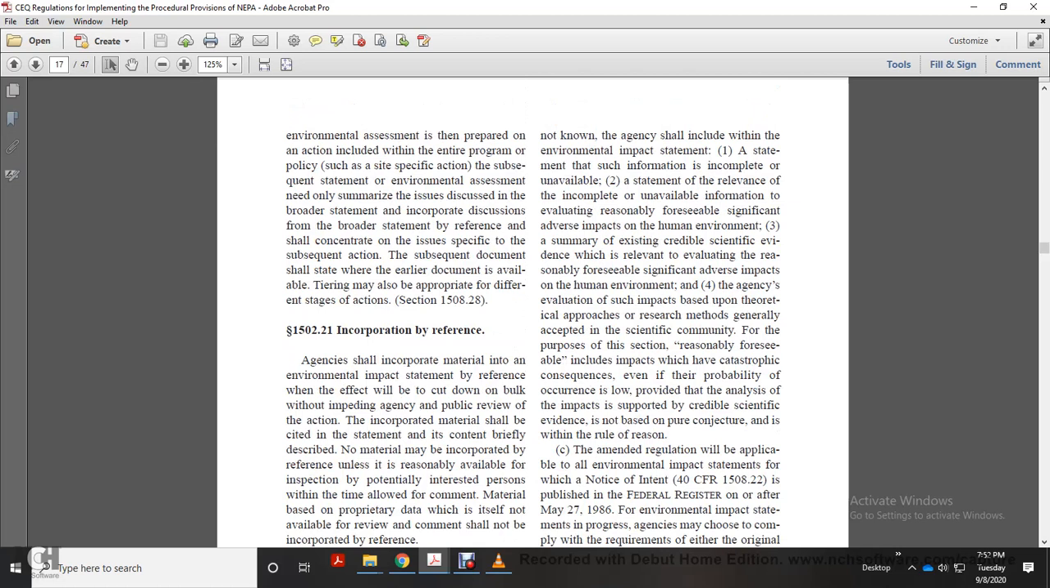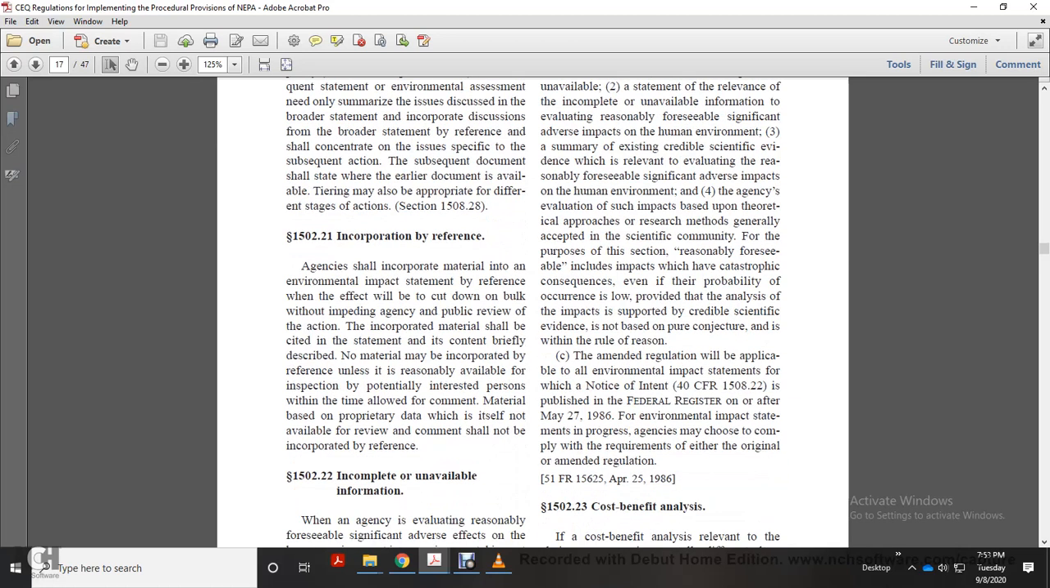The agency shall also include a statement of the relevance of the incomplete or unavailable information to evaluating reasonably foreseeable significant adverse impacts on the human environment, a summary of existing credible scientific evidence which is relevant to evaluating those impacts, and the agency's evaluation of such impacts based upon theoretical approaches or research methods generally accepted in the scientific community. For purposes of this section, reasonably foreseeable includes impacts which have catastrophic consequences, even if their probability of occurrence is low, provided that the analysis of the impacts is supported by credible scientific evidence, is not based on pure conjecture, and is within the rule of reason.